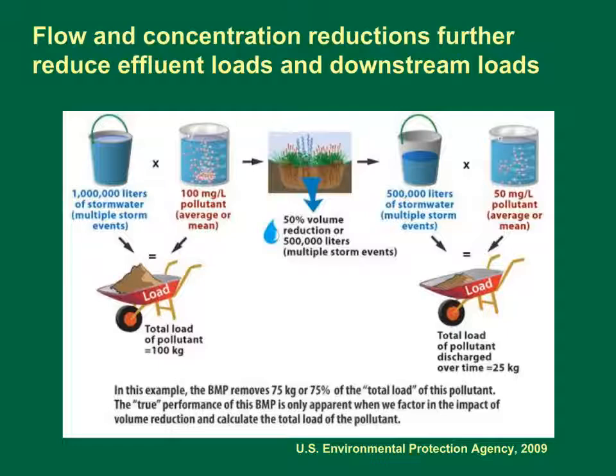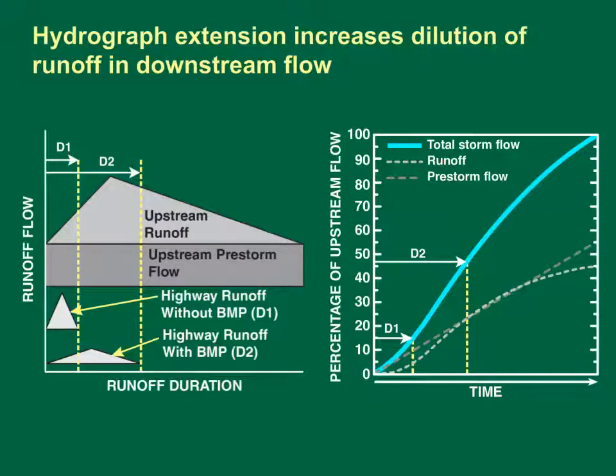This cartoon from the US EPA indicates the potential effect of concentration and flow reductions on discharge loads and therefore the potential effect on concentrations in receiving waters. If you cut the concentration in half and the runoff volume in half, then you cut the load by 3/4. What is discharged to the stream is half of a half, which equals 1/4. Hydrograph extension by BMPs increases dilution of runoff in downstream flow.